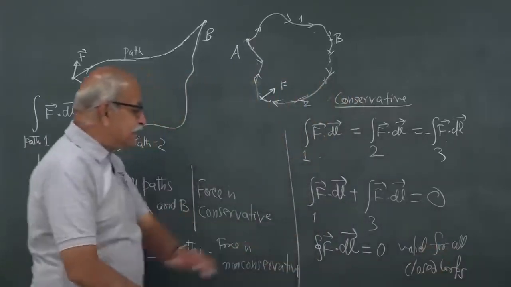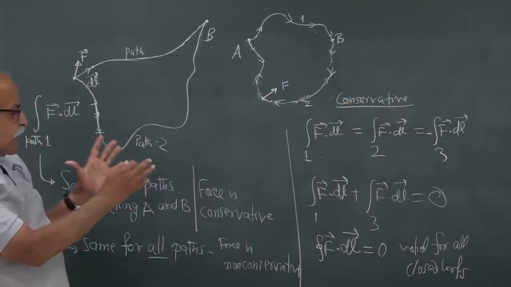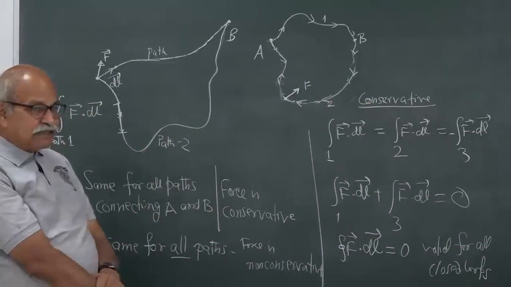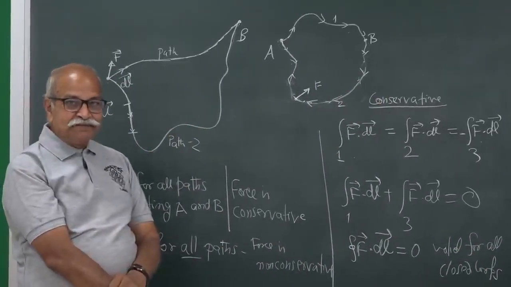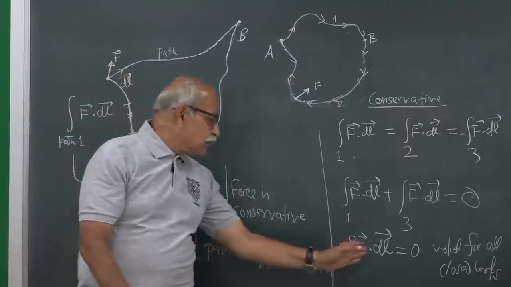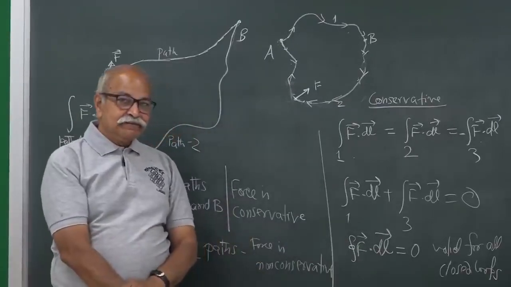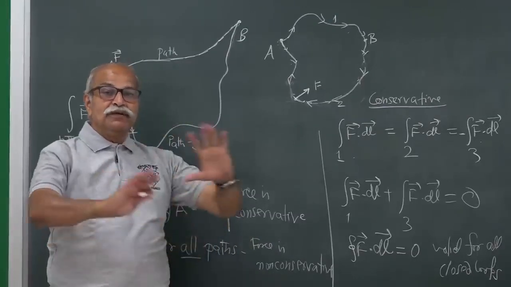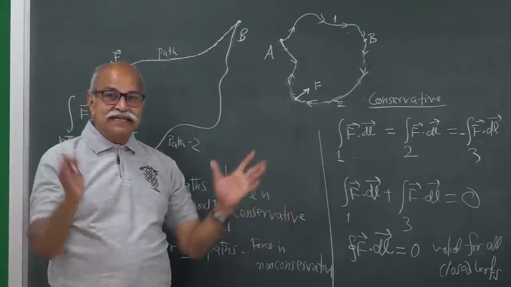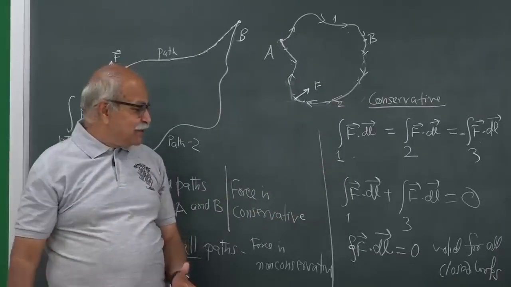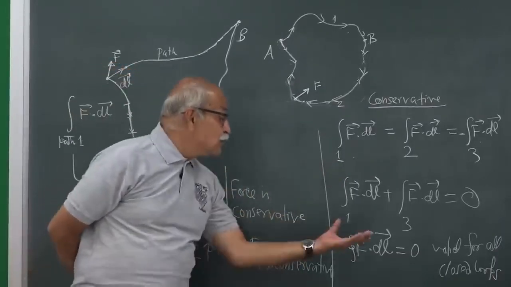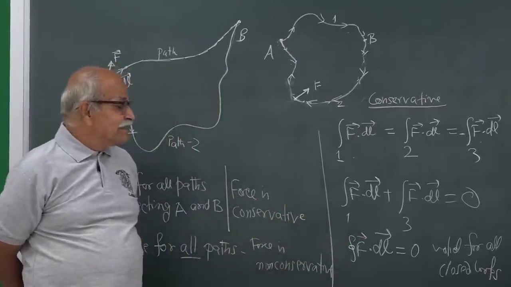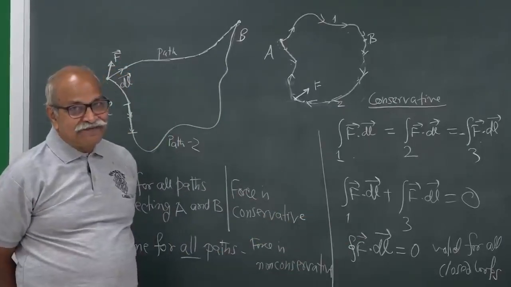So this can be taken as another identifying equation whether the force is conservative or not. If this F dot dl line integration is 0 on all possible closed loops, the force is conservative. And if there is some closed loop on which it is not 0, then it is non-conservative.